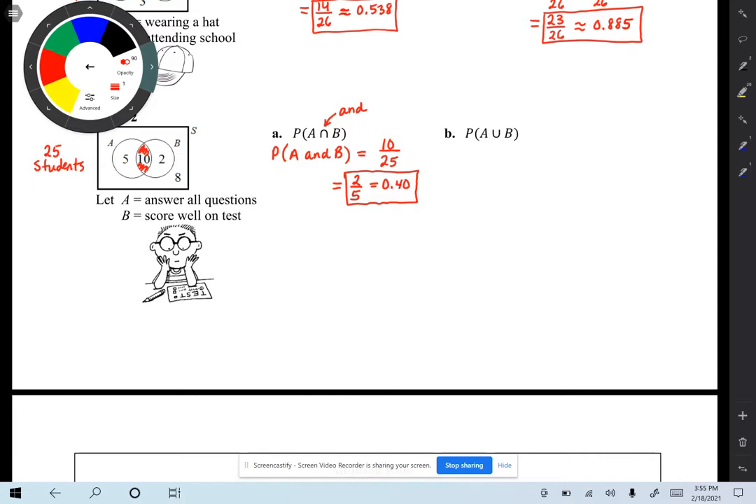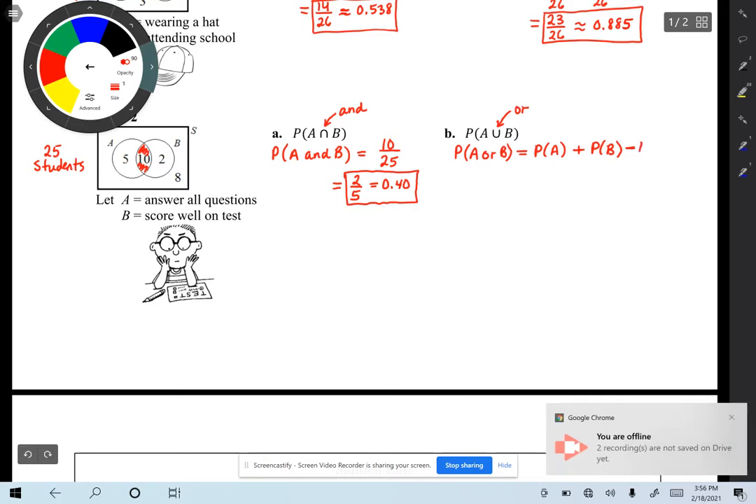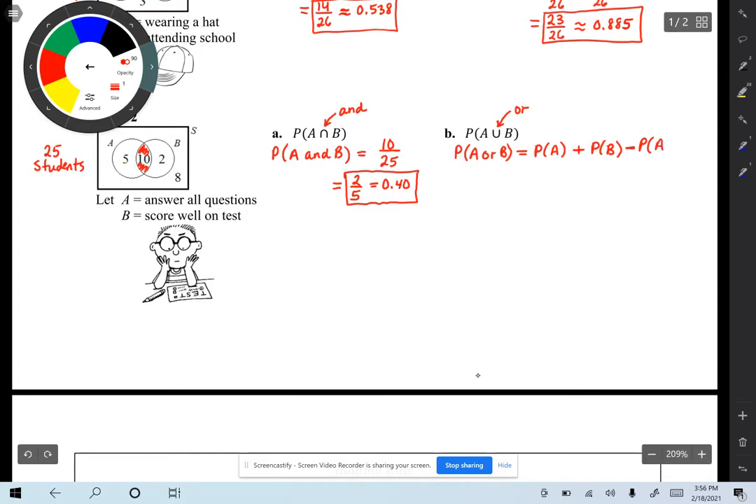For part B, find the probability of A or B. So the probability of A or B is equal to the probability of A plus the probability of B minus, you're probably thinking, where is she getting this? The probability of A and B.